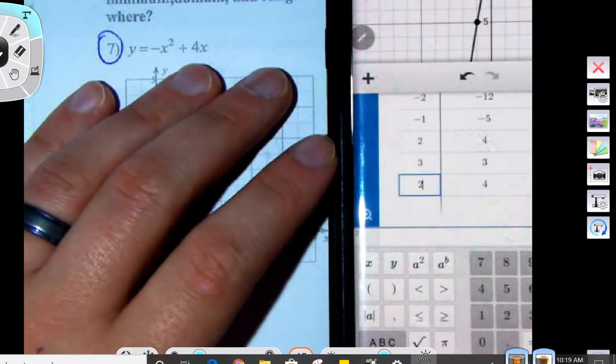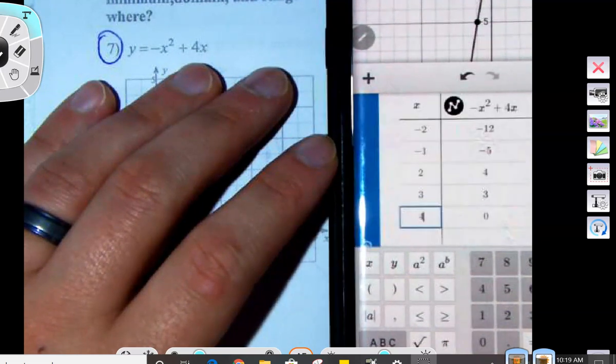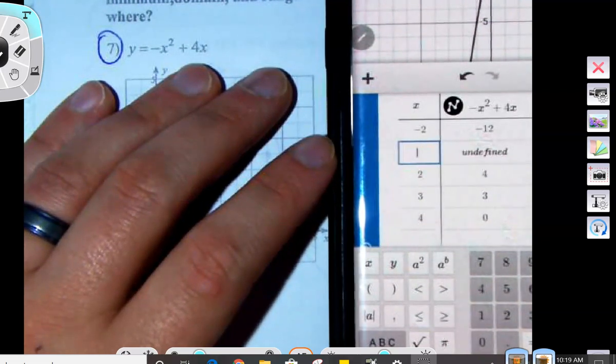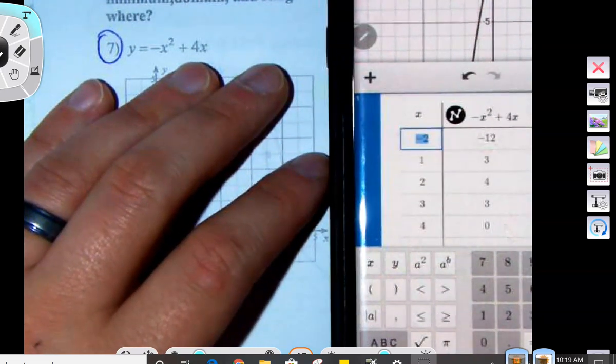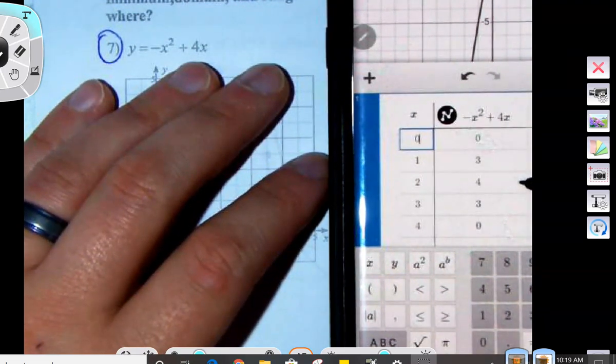So I need to switch this to 3, 4, and then it gives me those values, and then below 2, I need to switch over to 1. If I don't do this, I'm not going to get that symmetry effect. So we've got to make sure we do this, and then I have 0. So now 2, 4, and then I have 3 and 3. I have 0 and 0.